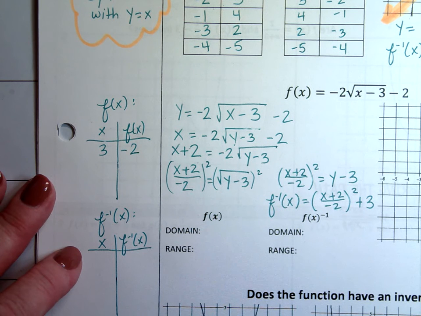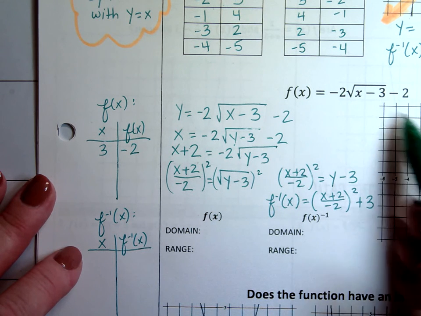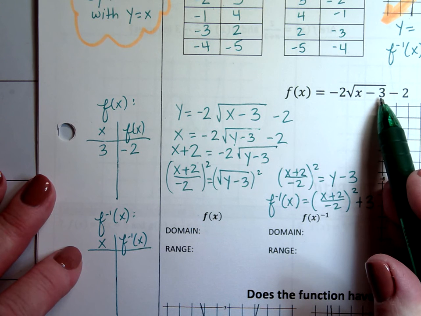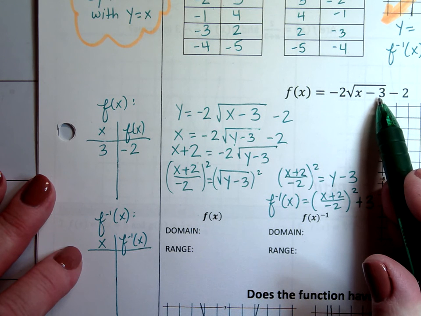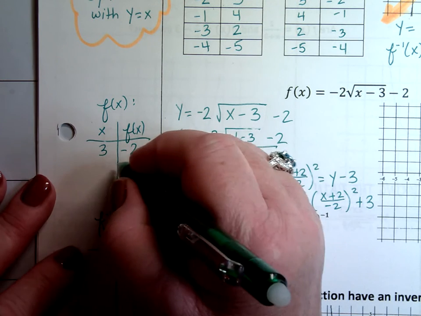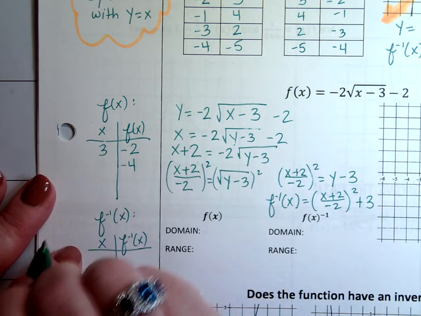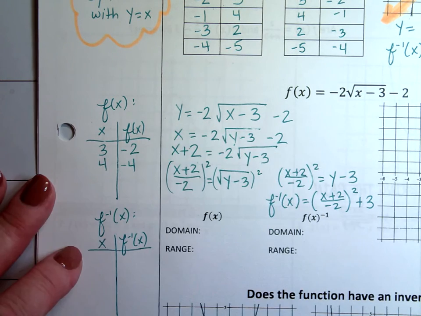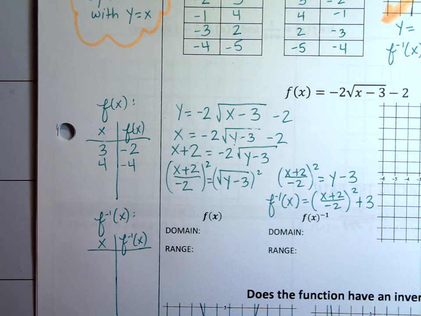If I go to another nice number, if I pick 4, 4 minus 3 is 1. The square root of 1 is 1. 1 times negative 2 is negative 2. And negative 2 minus 2 is a negative 4. So when I picked 4, that gave me negative 4.